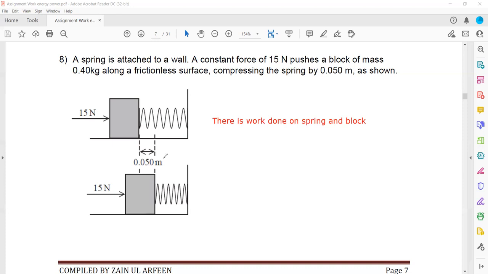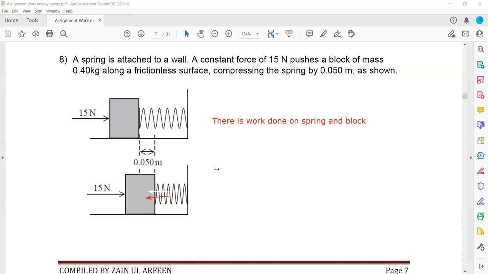That is one thing. And the second one, the spring will also apply a force, called tension. So the spring will also try to push outward. So the resultant force on the block will not be equal to 15, it will be less than 15. So these are the two reasons.